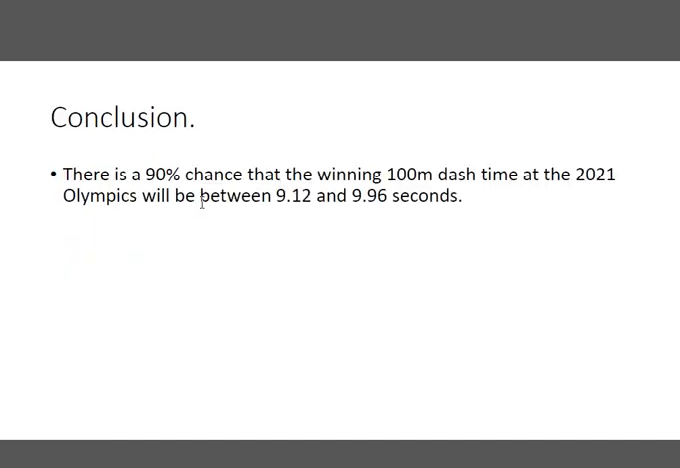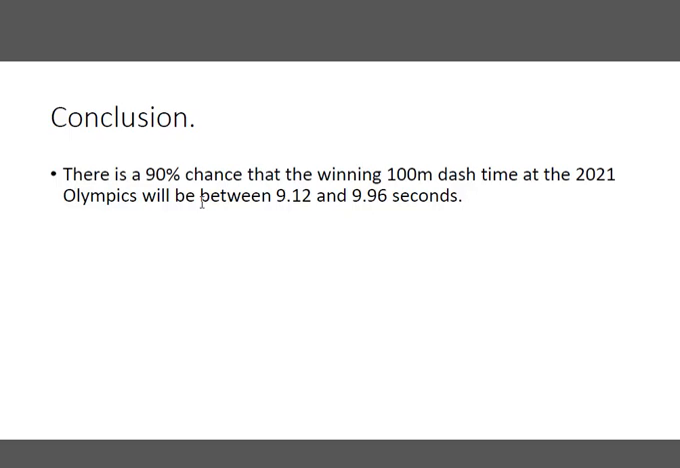So conclusion, there's a 90% chance. Again, that confidence level is just the percent chance that this will be correct. Very good chance, by the way, that the winning 100-meter dash time at the 2021 Olympics, fingers crossed if it actually does happen, will be between 9.12 seconds all the way to 9.96 seconds. And that is it. So I think this is kind of neat.